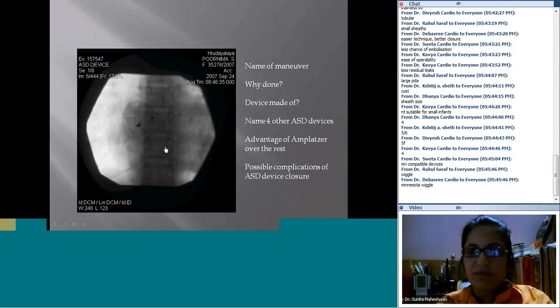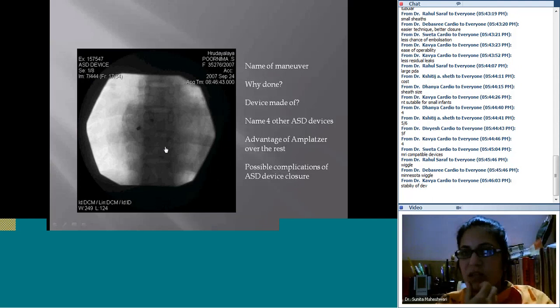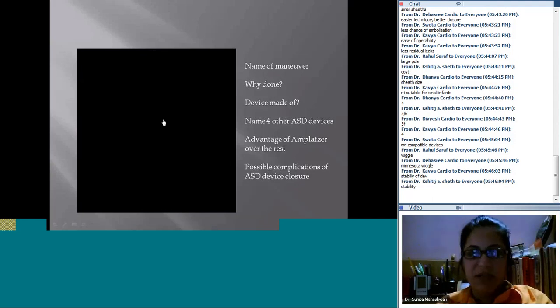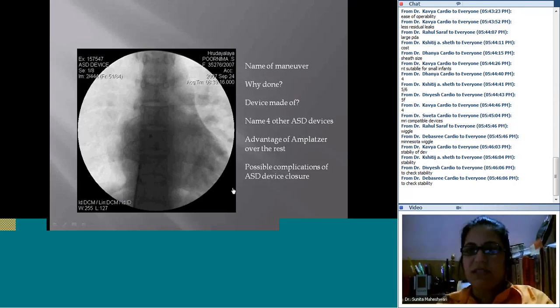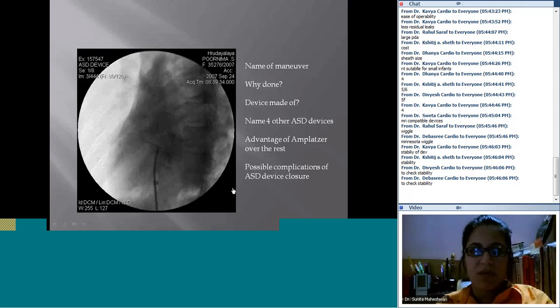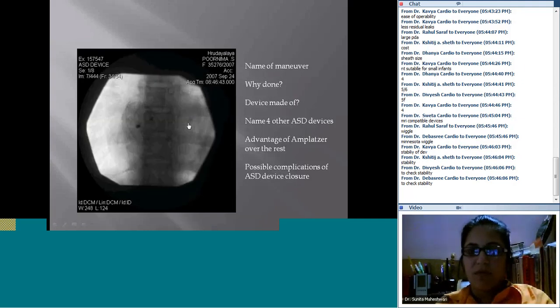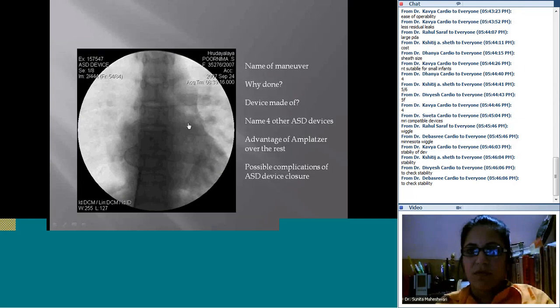And where do you wiggle into? So why is it done? Okay, to look for stability of the device, to make sure that it's not coming into the right atrium, right? Where do you pull the device into? How far down do you go? You go into the IVC? No, you do it into the right atrium, right?